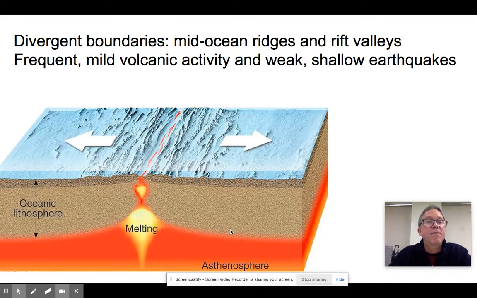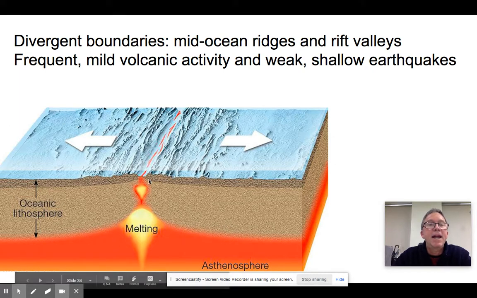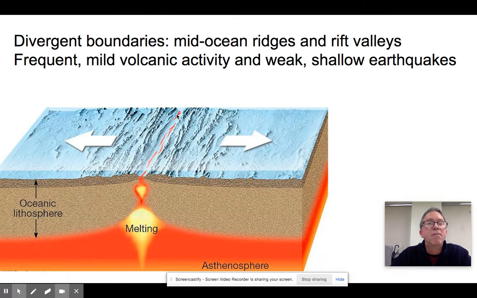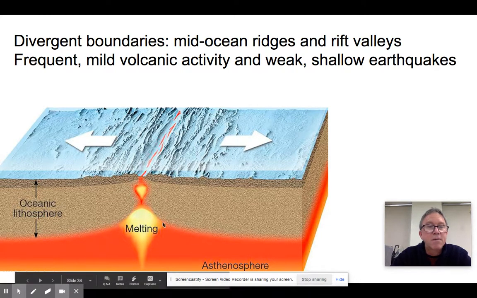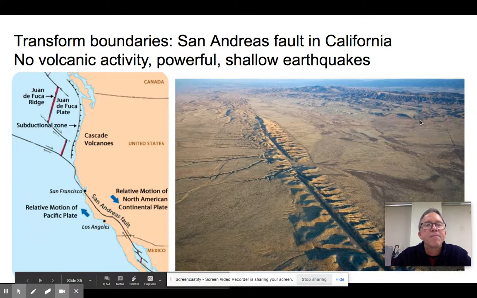So let's just talk about divergent plate boundaries. If they're diverging from each other, the plates are moving away from each other. That happens at mid-ocean ridges. And what we associate with that is gentle earthquakes and mild volcanic activity that's not particularly explosive, because it's mantle material coming up there that doesn't have a lot of water or carbon dioxide in it.